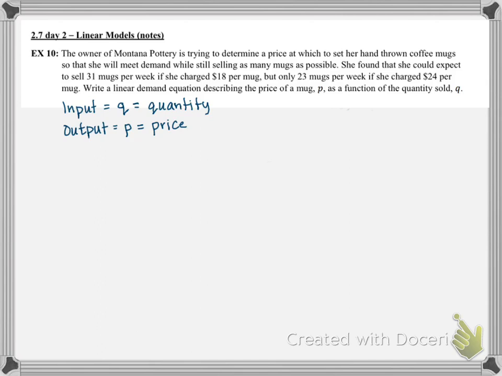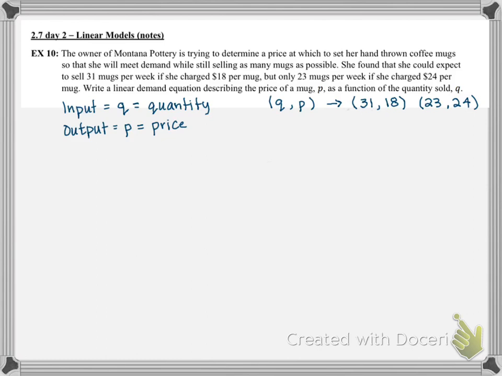Are we given 2 points here, or are we given a rate of change and 1 point? Yeah, we're given 2 points, right? Because they give us 2 pairs of quantities and prices. So we know that our points are going to look like Q, P, and we're told that when the quantity is 31, that corresponds to a price of 18, and that a quantity of 23 corresponds to a price of 24.